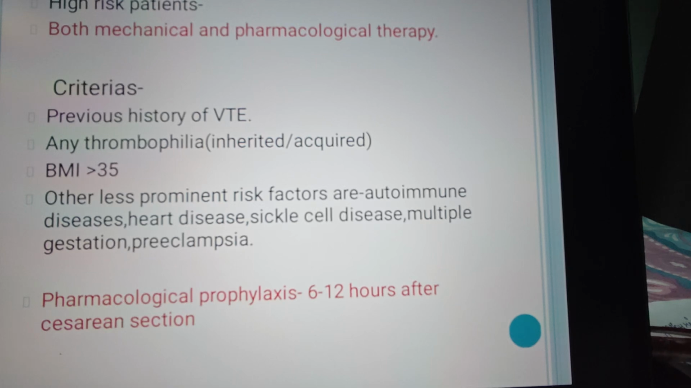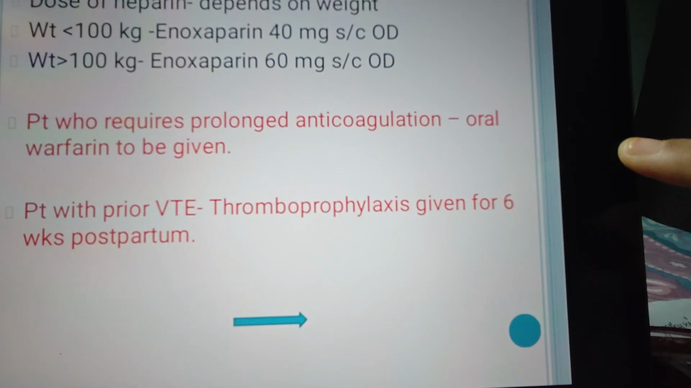And in pharmacological therapy, we have to give 6 to 12 hours after cesarean section. So this is given 6 to 12 hours after cesarean section. So the pharmacological therapy includes low molecular weight heparins, and the low molecular weight heparin that we give is either enoxaparin, dalteparin, nadroparin. So what is the dose of enoxaparin? If the weight is less than 100 kilograms, the dose is 40 milligrams subcutaneously once a day. And if the weight of the female is more than 100 kilograms, then enoxaparin in a dose of 60 milligrams subcutaneous injection once a day is given.